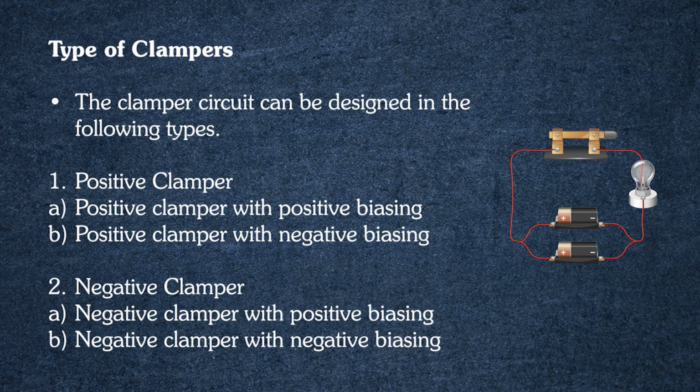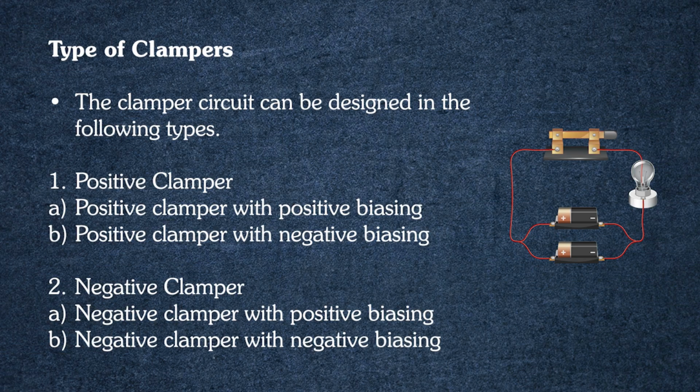Now, let us see the different types of clamper circuits available. Looking at the broad categories, there are two types of clamper circuits. One is the positive clamper and the other is the negative clamper. Like in clippers where we give biasing, the same concept is applicable in clampers also. We can add, subtract or change the value by biasing, that means applying an external voltage or connecting a battery source to it.